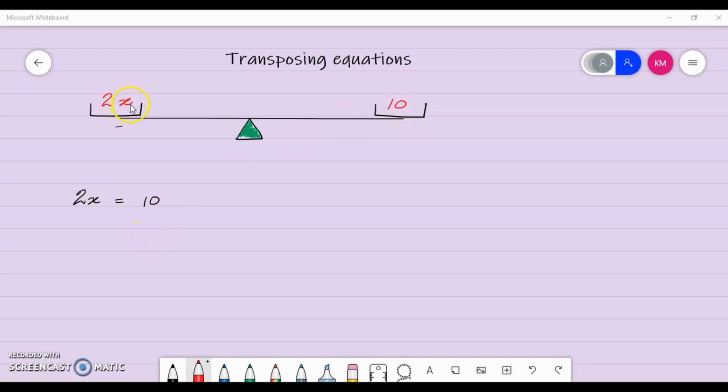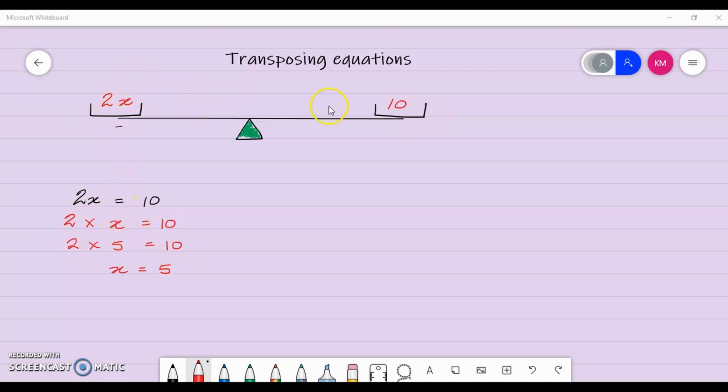Now this should help us solve what x is. 2x means 2 multiplied by x. So here I can write 2 multiplied by x is 10. And we know that 2 multiplied by 5 is going to give us 10. So x here is 5. Now, how did we get that 5? We simply divided 10 by 2, and that gave us the value for x.